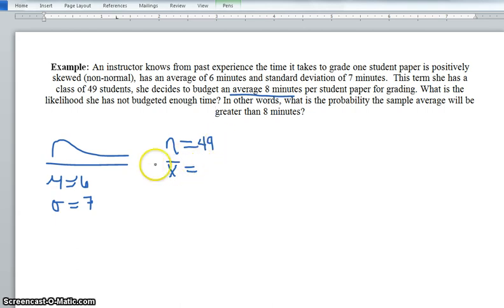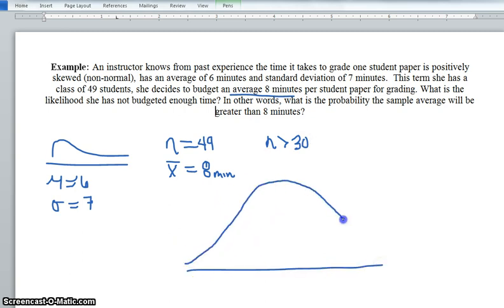The reason being is that now instead of talking about the entire population, we're talking about a sample size and a sample mean. So we have a sample of 49 students and a sample mean of 8 minutes to grade an individual paper. Now, something we know from the central limit theorem is that if n is sufficiently large, so if n is essentially greater than 30, then the distribution of x bar will be normally distributed. This is the distribution of x bar here, will be normally distributed with a mean of the true mean.